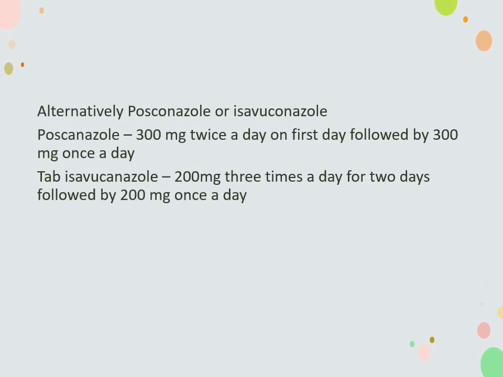Alternatively, if the patient cannot tolerate amphotericin B, then we can go for posaconazole, which is an oral treatment. Another drug is isavuconazole. The posaconazole treatment is 300 milligram two times a day on the first day, followed by 300 milligram once a day.